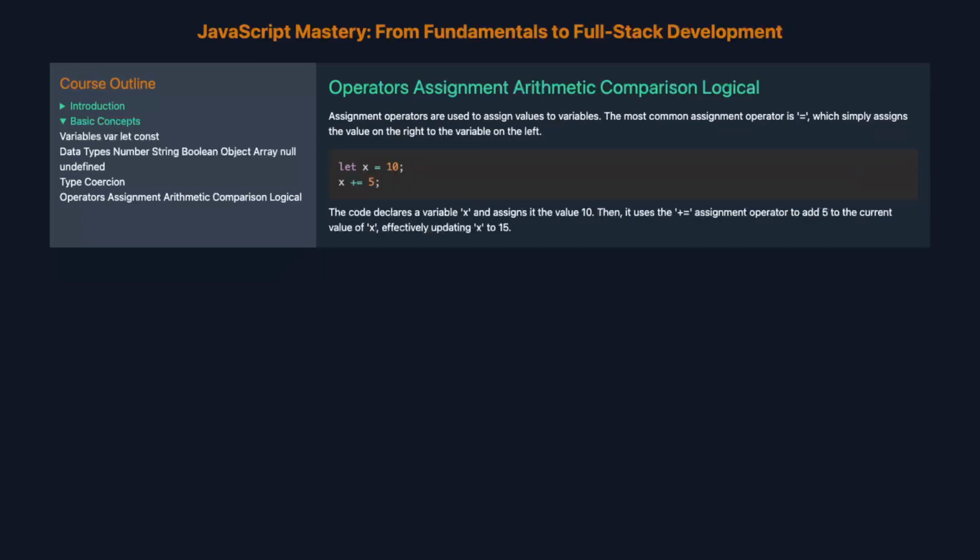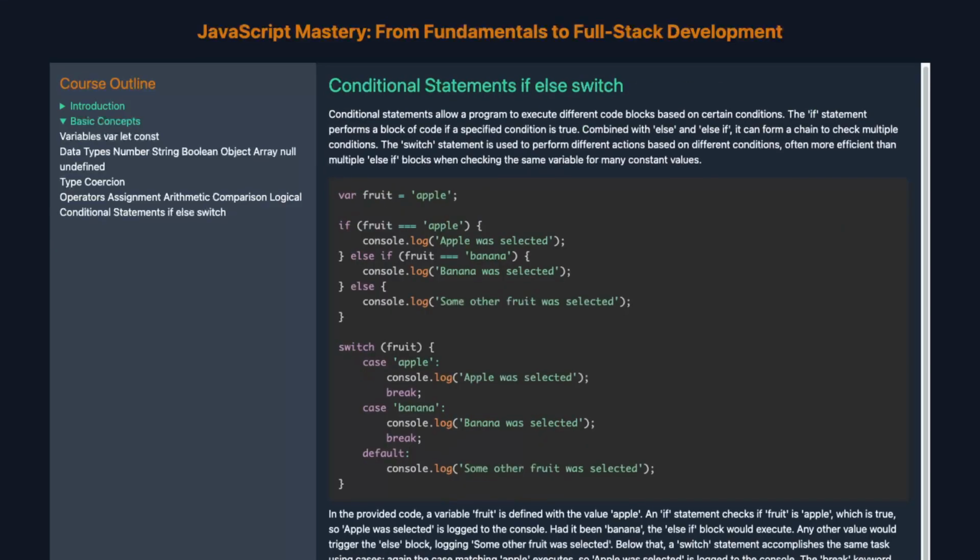Operators: assignment, arithmetic, comparison, logical. Assignment operators are used to assign values to variables. The most common assignment operator is equals, which simply assigns the value on the right to the variable on the left. The code declares a variable x and assigns it the value 10. Then, it uses the plus-equals assignment operator to add 5 to the current value of x, effectively updating x to 15.